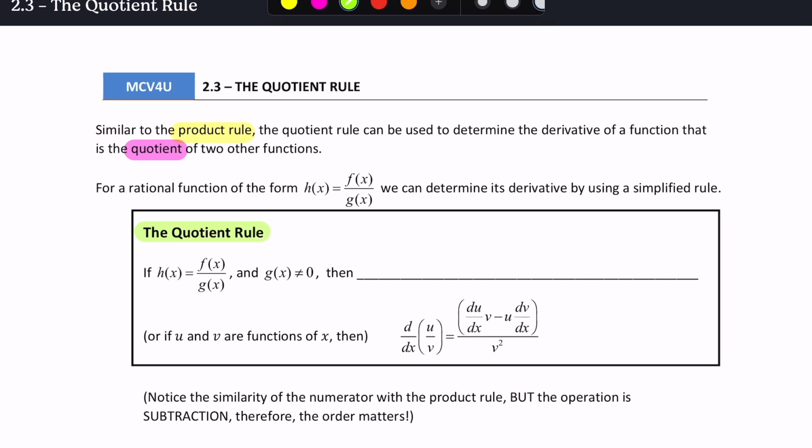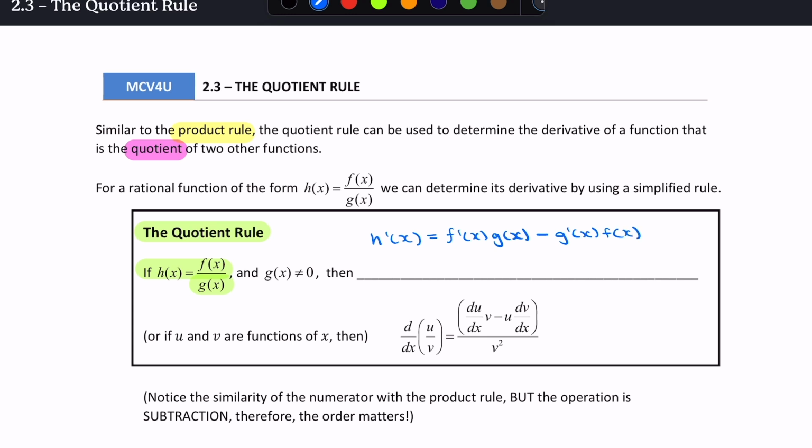So we look at the quotient rule here, again in the form h of x is equal to f of x over g of x. If it looks like this, and g of x is not equal to 0, then h prime of x will be equal to f prime of x times g of x minus g prime of x times f of x.